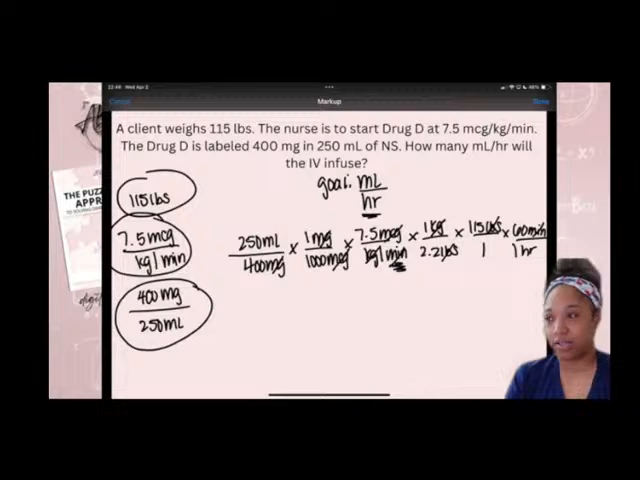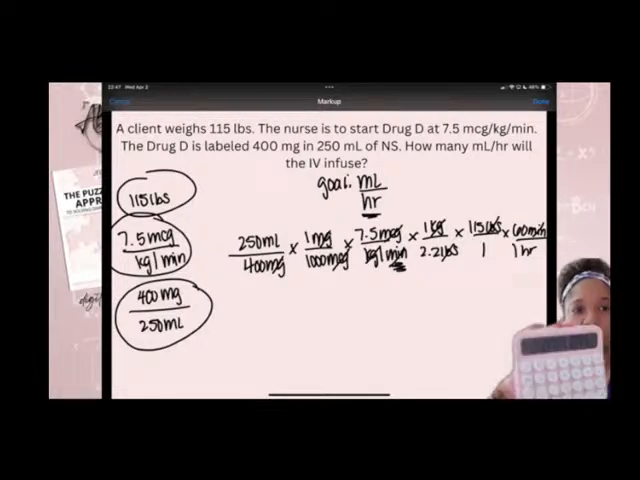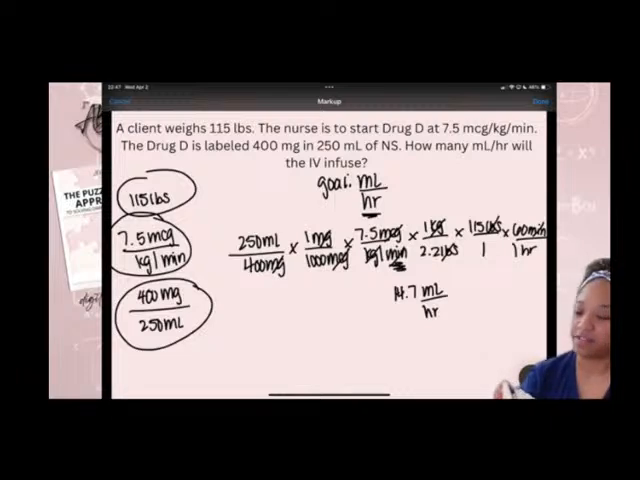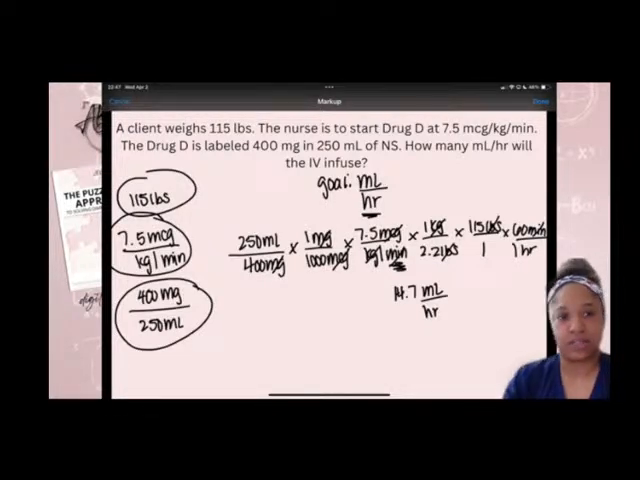Oh my gosh. All right. Boom. 14.7 is my answer. 14.7 milliliters per hour. It's like 14.701. Yeah. So I just rounded to the nearest tenths place. Okay. Any questions?